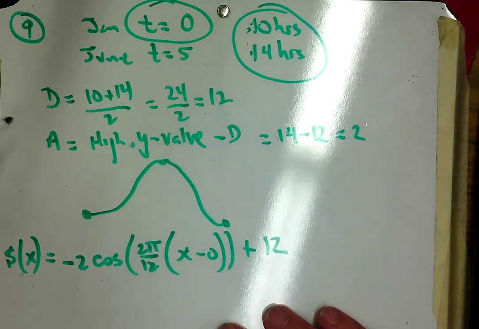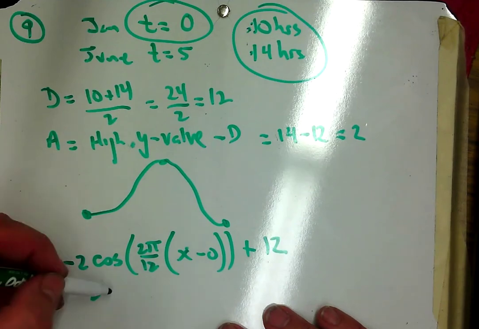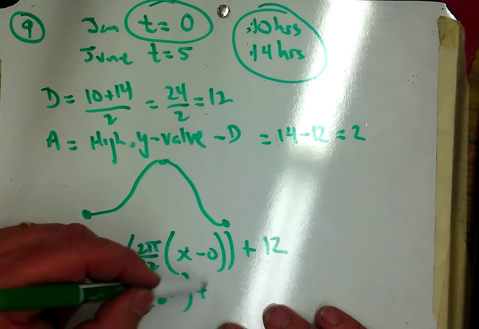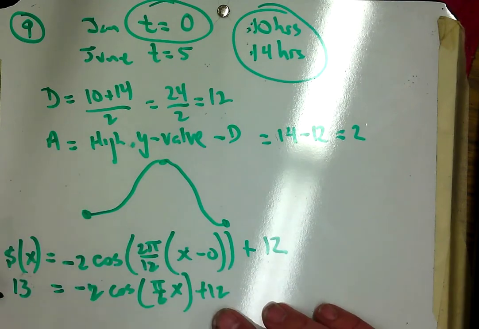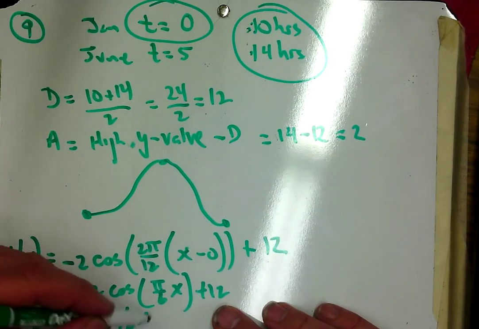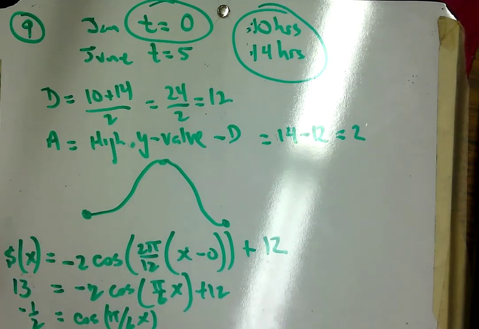And then it says, when is the first time there will be 13 hours of sunlight? So I want sunlight to equal 13. -2 cosine pi over 6x plus 12. And you could go about subtracting 12 from both sides and dividing by -2. And you'd have -1/2 equals cosine pi over 6x. And we know cosine is equal to -1/2 at, well, the first time that happens is at 2 pi over 3.